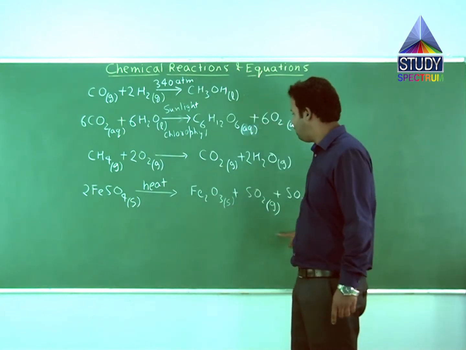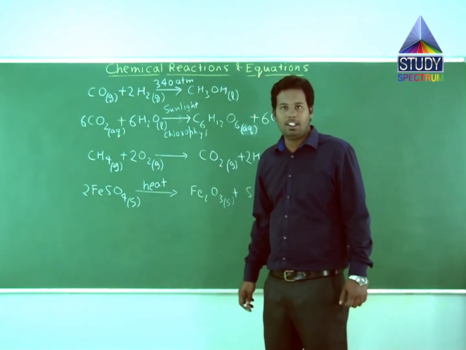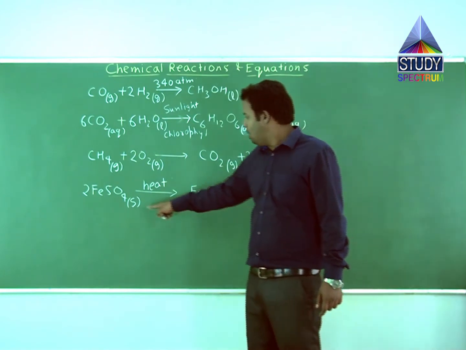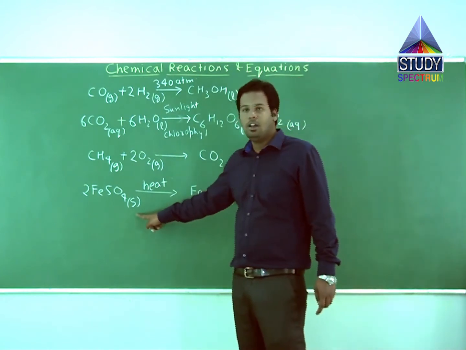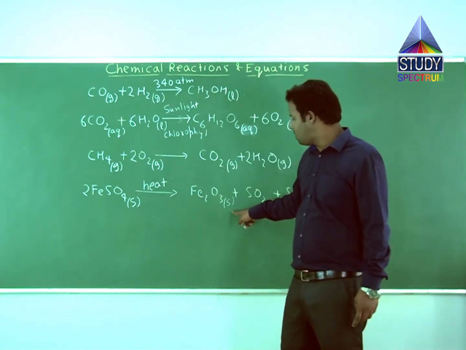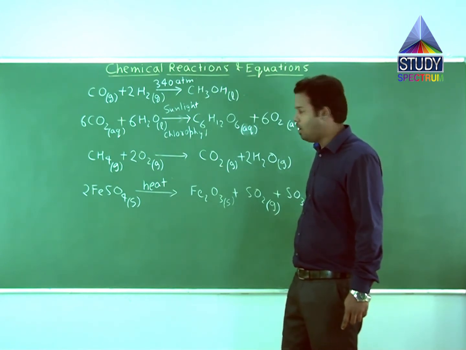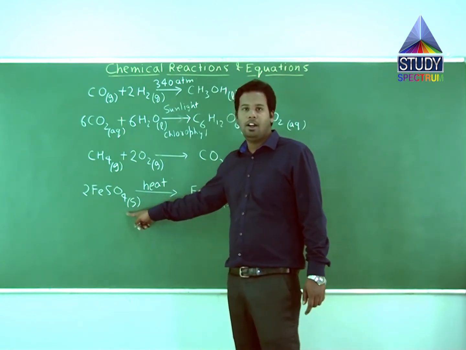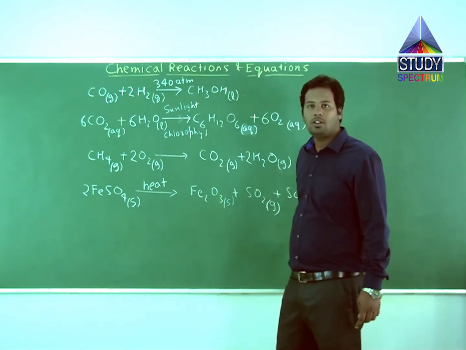Finally, I have a complete balanced equation where I have balanced the number of atoms of each element in LHS and RHS: iron, sulfur and oxygen. I have mentioned the physical state of each reactant and product: iron sulfate as solid, iron oxide as solid, sulfur dioxide as gaseous and sulfur trioxide also as gaseous. And I have mentioned the condition required, that is heating of iron sulfate will help the reaction to proceed further and form iron oxide, sulfur dioxide and sulfur trioxide.